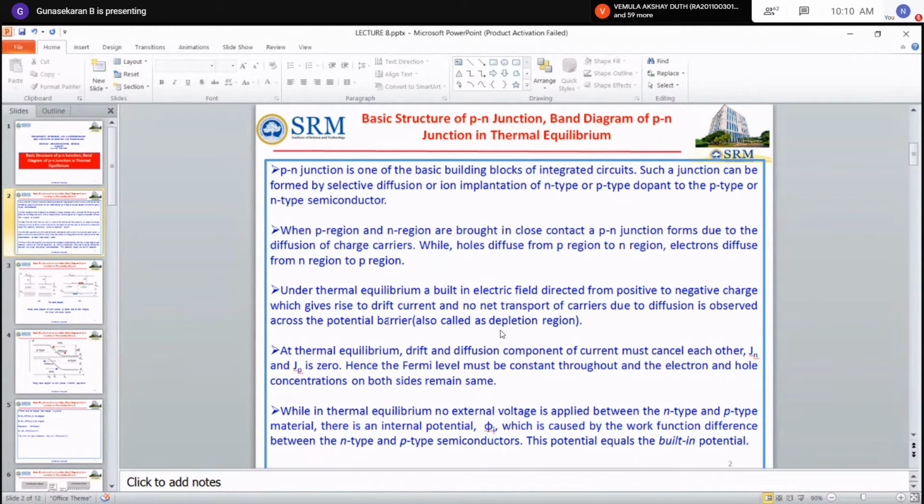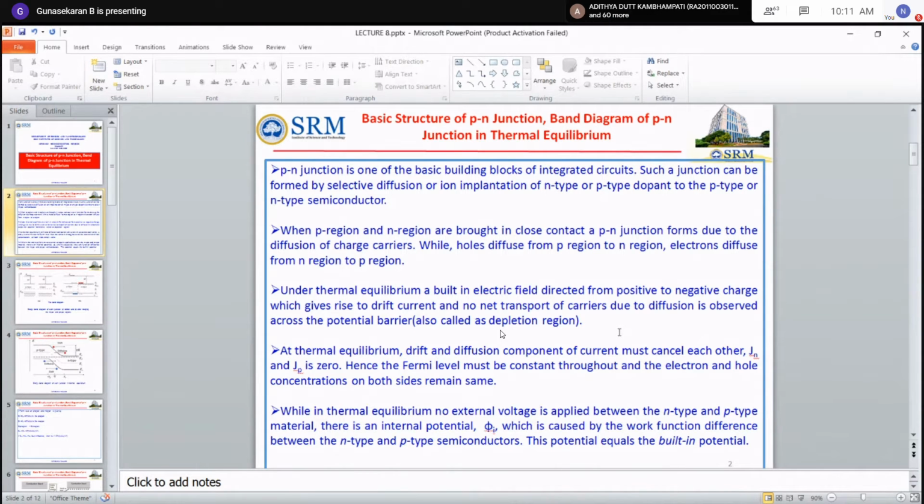Now both electrons and holes diffuse toward each other, and they attain a certain level. That gives rise to the drift current, and there is no net transport of carriers due to diffusion, as they cancel each other. At the same time, both the charge carriers diffuse, the Fermi level also attains a constant level, and the built-in potential is formed. That is, a work function is formed.